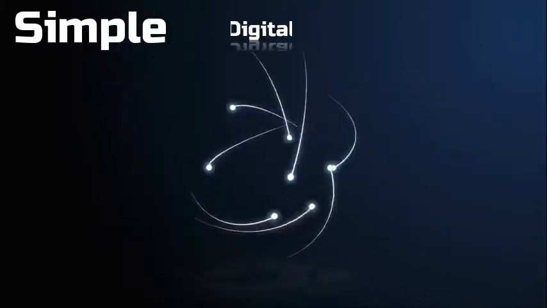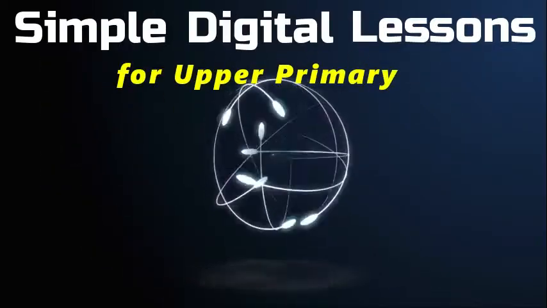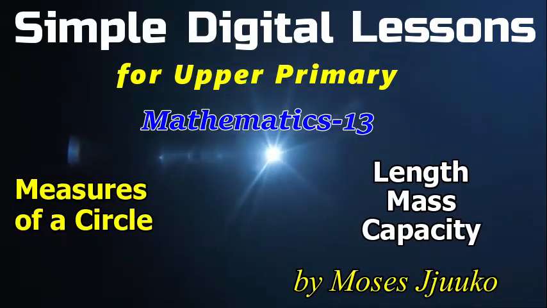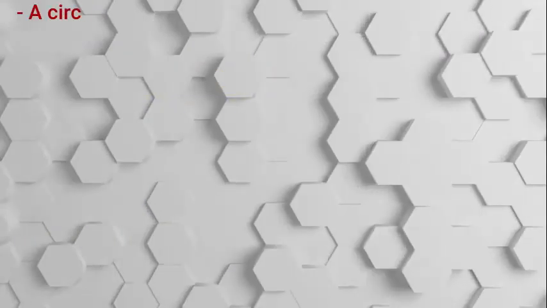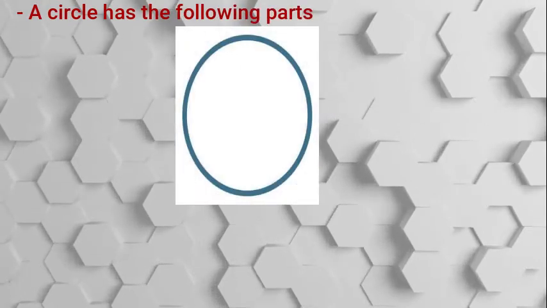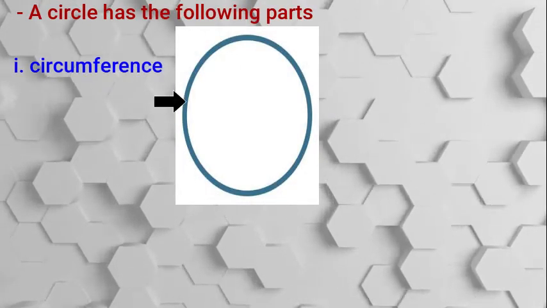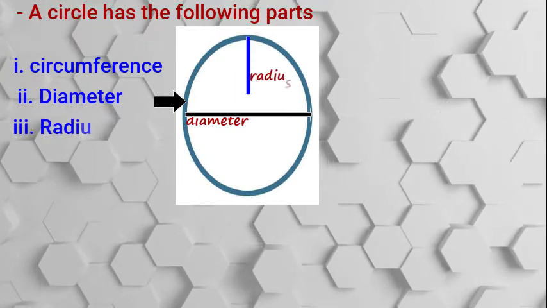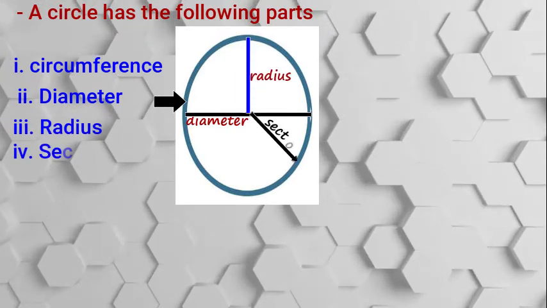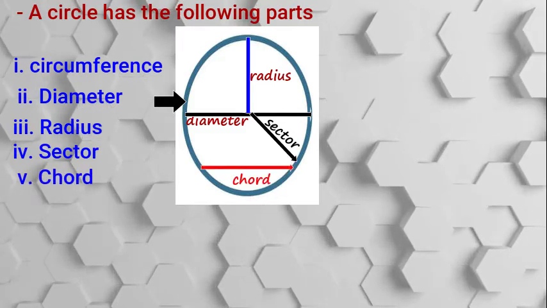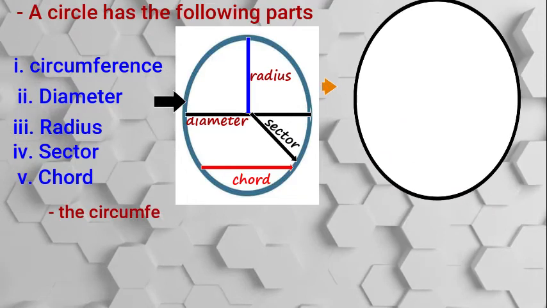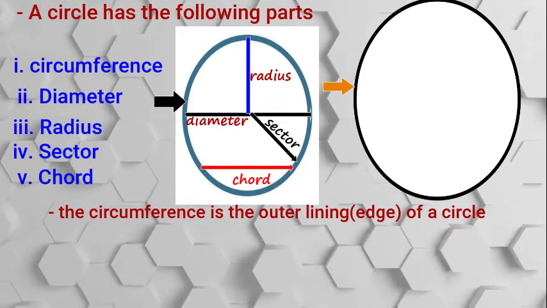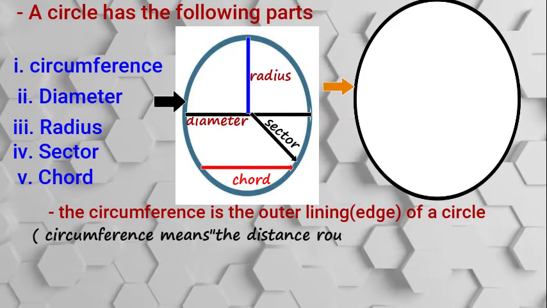Let us look at measures of a circle under the topic length, mass, and capacity. A circle has the following parts: 1. Circumference. 2. Diameter. 3. Radius. 4. Sector, chord, and many others. The circumference is the outer lining, and that's the edge of a circle. Hence, circumference means the distance round a circular object.